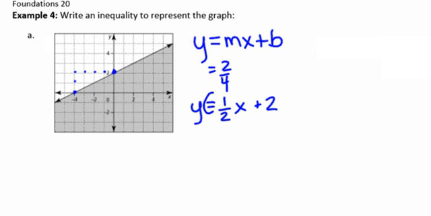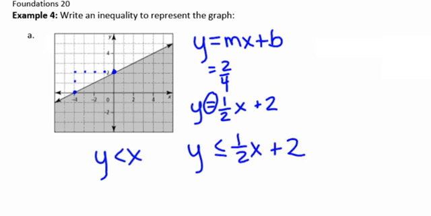but I know it's an inequality, it's not an equation, so I need to get rid of my equal sign, and I determine, is it a less than, greater than, less than or equal to, or greater than or equal to. So I shaded below the line, which means less than. We had written in our notes before, y is less than x if I shade below my line. So I know it's going to be a less than. Is it going to also be an equals to? Yes, because my line is solid.